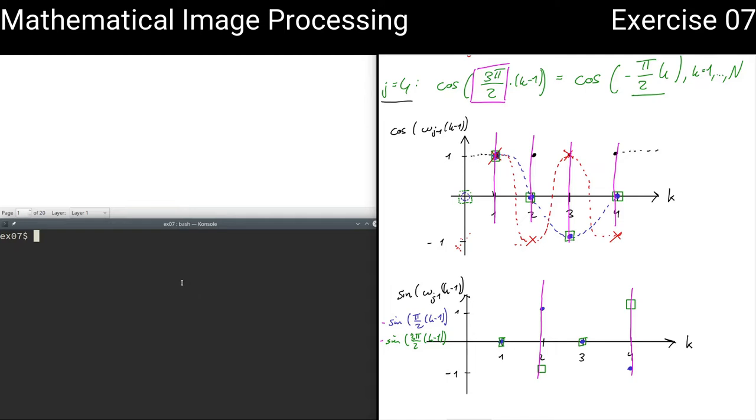So let me plot the continuous versions once again here in Octave. So I consider now the continuous signal on the interval from 1 to 4.